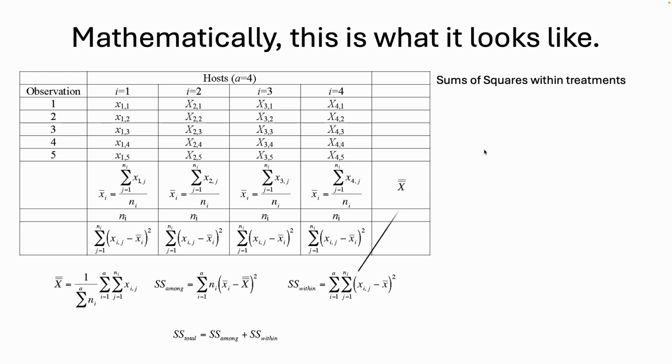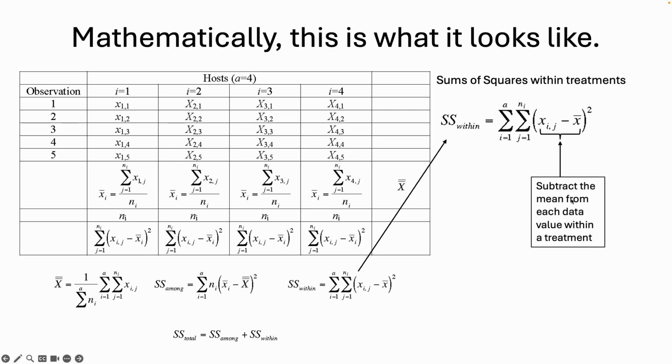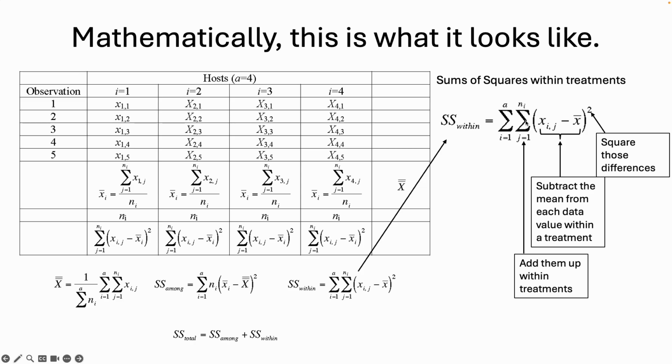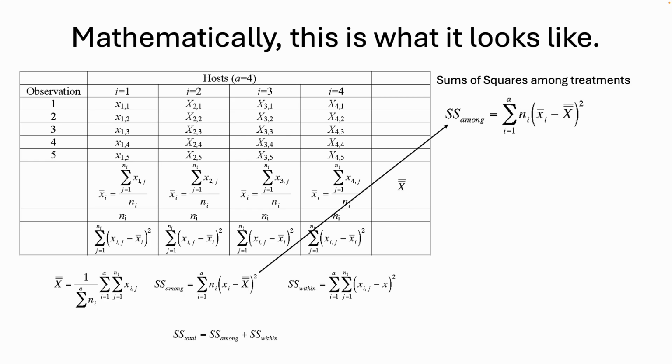Sums of squares within treatments is down here. I've blown it up for you here. Once again, it's just subtracting the mean from each data value within a treatment, squaring those differences, add those differences up within treatments, and then add them across all of the treatments. So that's the sums of squares within. You're basically doing it here, here, here, and here, and then you're adding all of those up across all of the different treatments. Sums of squares among is here.